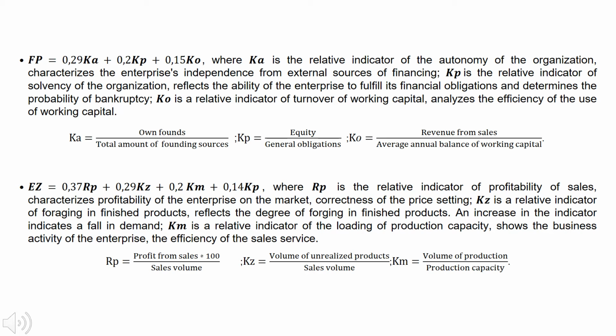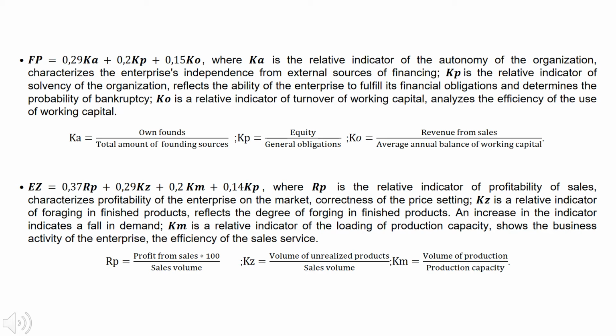EZ equals 0.37 Rp plus 0.29 Kz plus 0.2 Km plus 0.14 Kp, where Rp is a relative indicator of profitability of sales. It characterizes profitability of the enterprise on the market and correctness of the price setting. Kz is a relative indicator of stocking in finished products, reflects the degree of stocking in finished products. An increase in the indicator indicates a fall in demand.